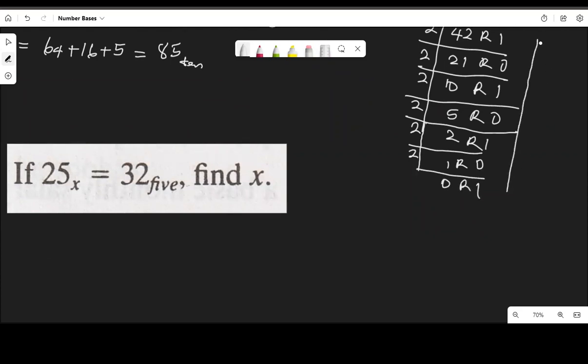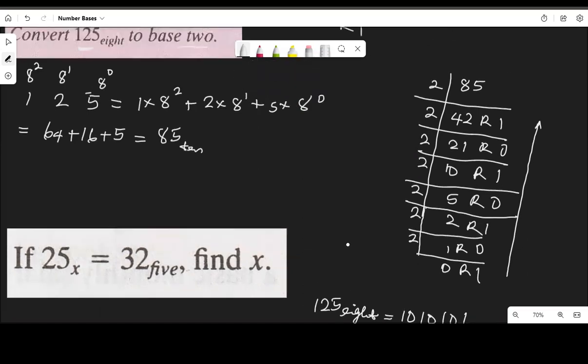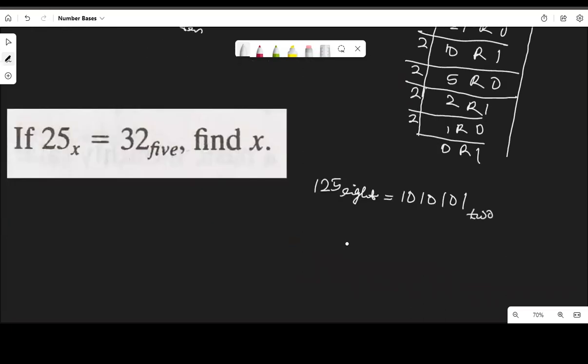The upward collection of all these remainders gives us the number in base 2, and that is 1010101. Therefore, 125 in base 8 is equal to 1010101 in base 2. Okay, that is that for question 14. Let's move on to the next one.